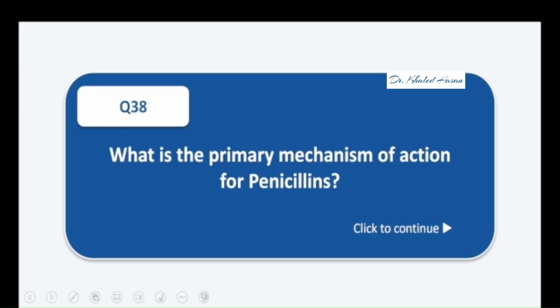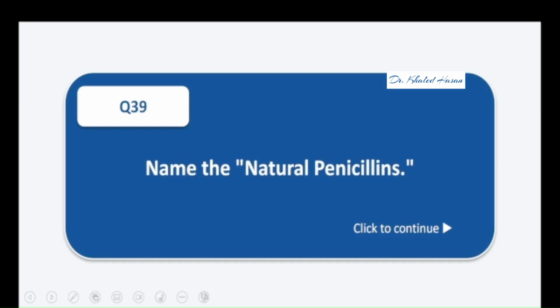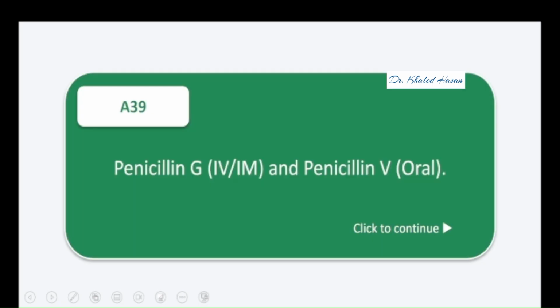What is the primary mechanism of action of penicillin? Interference with bacterial cell wall synthesis, binding to the penicillin-binding protein and inhibiting transpeptidase. Transpeptidase is a protein responsible for cross-linking between the peptides in the bacterial cell wall, transpeptidation. Name the natural penicillins. We have penicillin G, given IV or IM, and penicillin V, available orally.